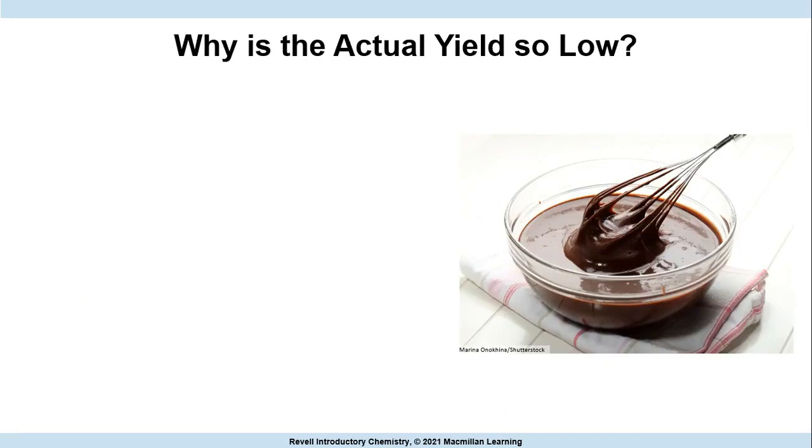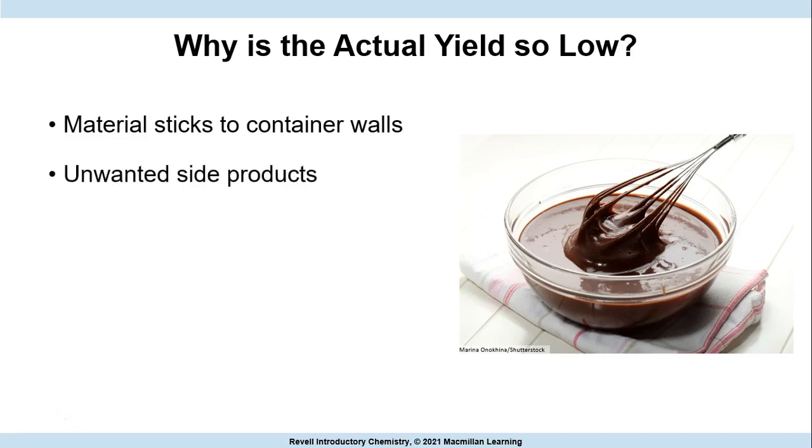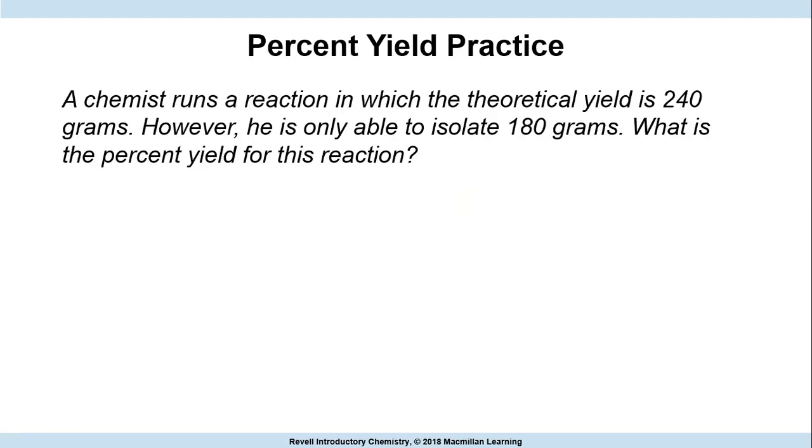Now, why is the actual yield so low? Let's say you wanted to make a cake, and here you have chocolate. Here the material sticks to the walls of the container, and there are unwanted side reactions. So you cannot get all of the chocolate out of this bowl. Okay, so the cake that you will form, the product, the yield will actually be less than the theoretical yield that has been calculated.